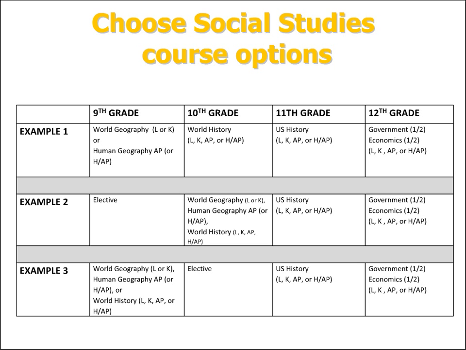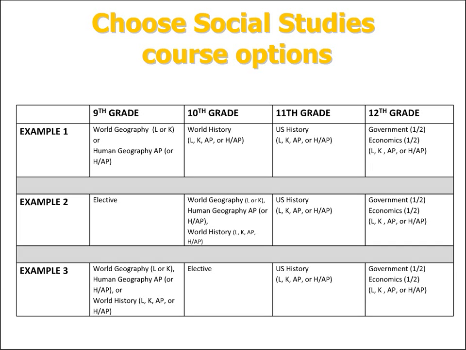As a 10th grader under this example, you would take World History in L level, K level, AP, or Horizons AP. In the 11th grade, you'll need to choose your level for U.S. History, L, K, AP, or Horizons AP. And in the 12th grade, you'll need to choose whether you're going to take on level, K level, AP, or Horizons AP for your senior year for Government and Economics.